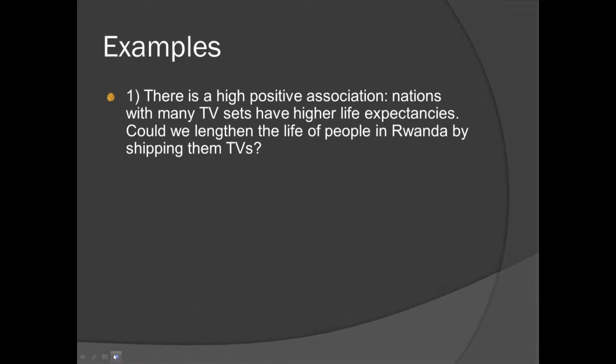All right, so we ran through these examples. High positive association: nations with many TV sets have higher life expectancies, so shouldn't we ship TVs off to third world countries? We thought that would be a great idea if you're in a third world country to get a free TV, but lengthening their life, I think that has more to do with the money that people have at their disposal. In first world countries, we have a lot, and in third world countries, not so much.